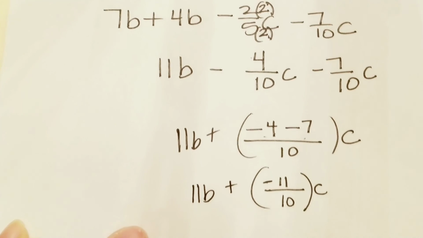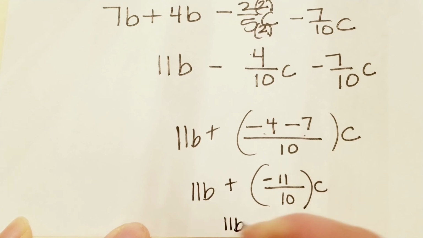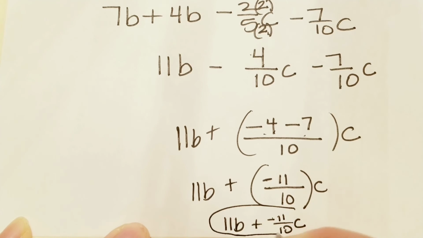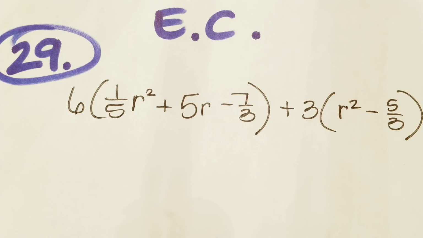So this is not written in proper form, so I need to write it over again. 11b plus negative 11 tenths c. Just like that. Now I did assign number 29 as extra credit, but I thought I'd get you started on this one and then we'll see if you guys can finish it, okay?